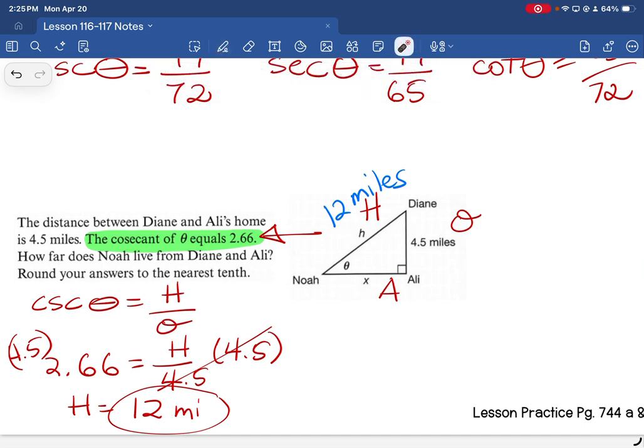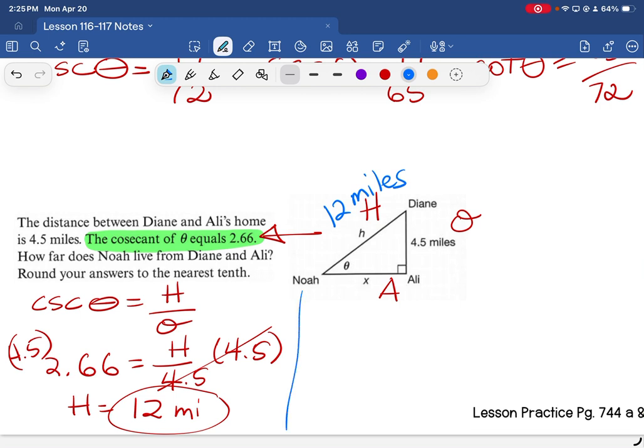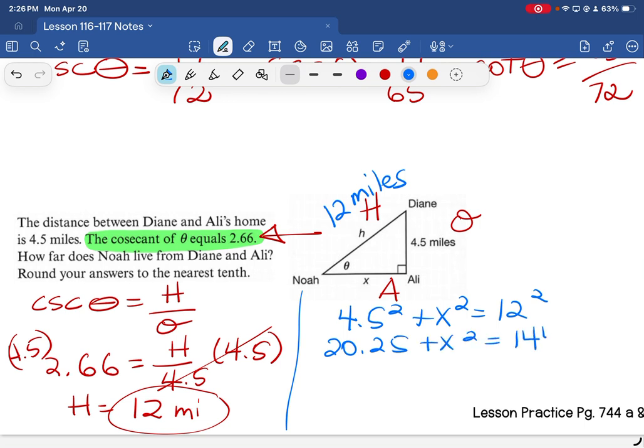Well, looking at this, it's a right triangle, is it not? Mm-hmm. Oh, just Pythagorean. Tell me what to write for Pythagorean to find the distance between Noah and Allie. 4.5 squared plus x squared equals 12 squared. Perfect. Punch those in for me. 20.25 plus x squared equals 144. Then do 144 minus 20.25, square root.